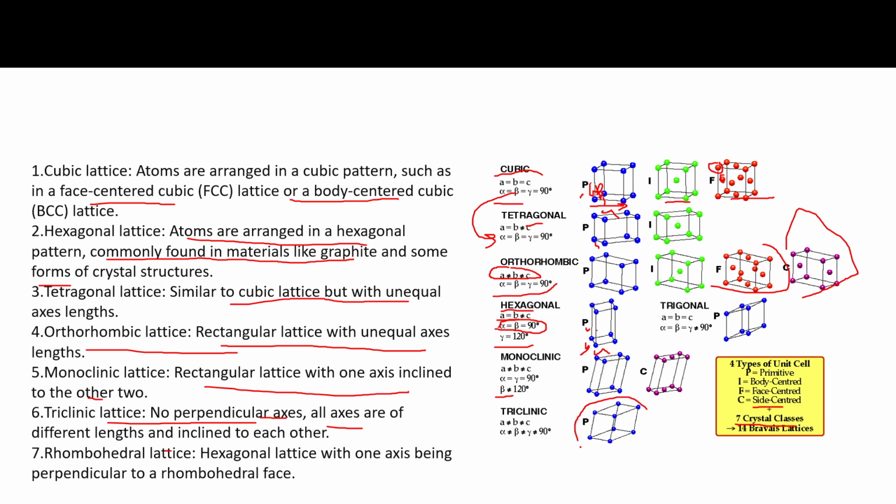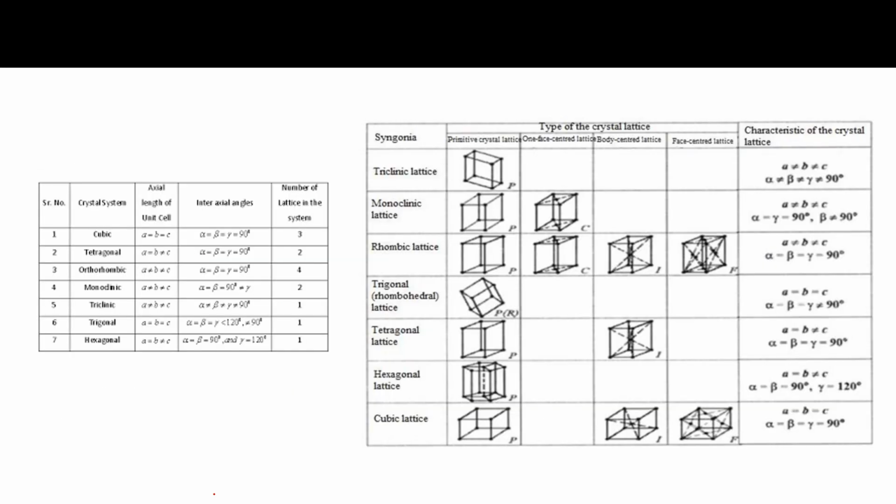So alpha, beta, gamma are not 90 degrees, and also A, B, C are not equal, so that will be triclinic. And rhombohedral, in rhombohedral hexagonal lattice, one axis is perpendicular to the rhombohedral face, like this. So then, the total number of crystal systems.